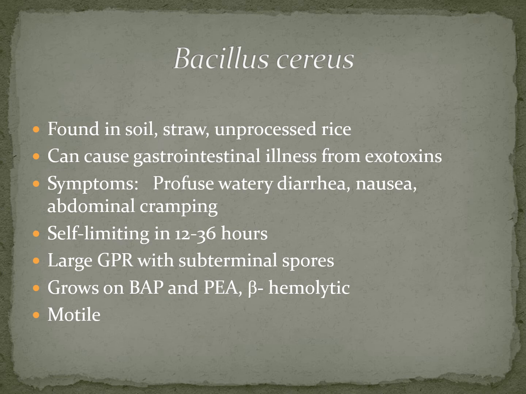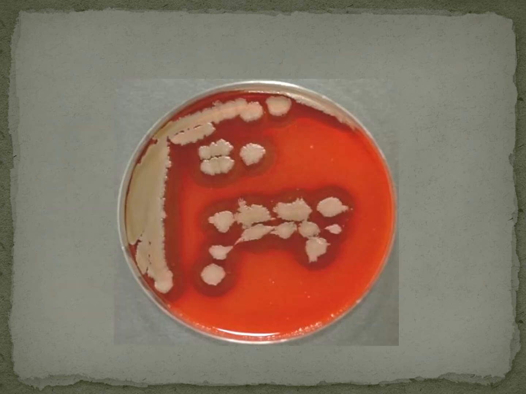Bacillus cereus produces large gram-positive rods with subterminal spores, and it does grow on blood and PEA, and it is beta-hemolytic and motile. Now, Bacillus anthracis, on the other hand, does not grow on PEA. It's gamma-hemolytic and non-motile. So let's take a look at Bacillus cereus in the next slide. So here's a nice example of what Bacillus cereus looks like on blood agar. It's kind of a large colony, opaque, and beta-hemolytic.